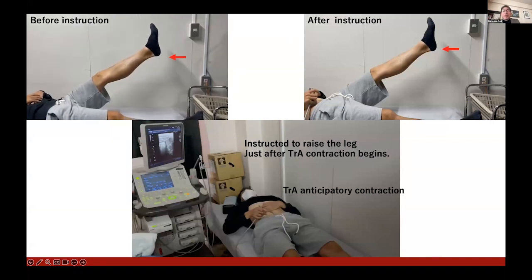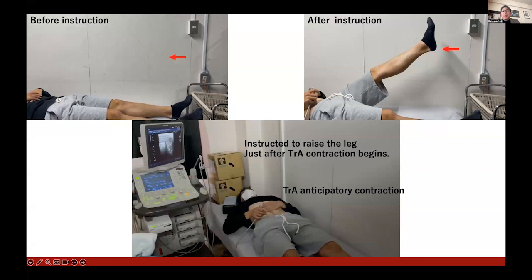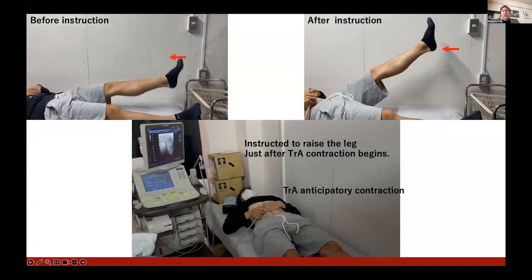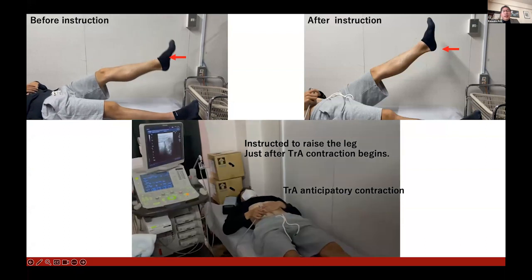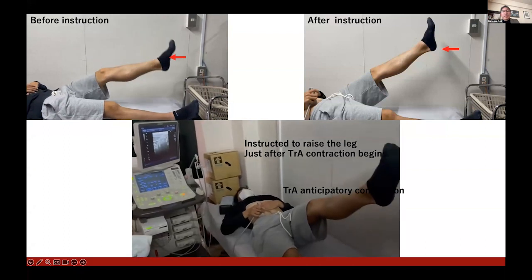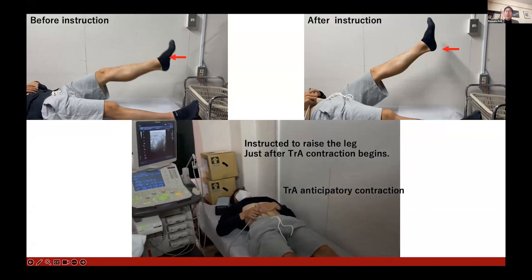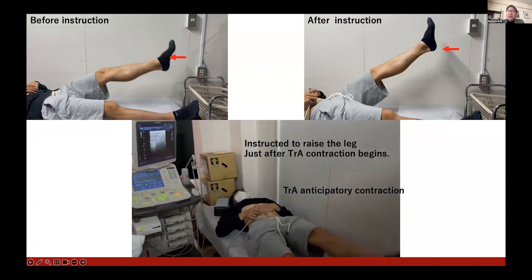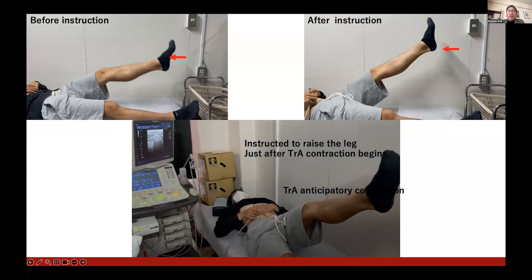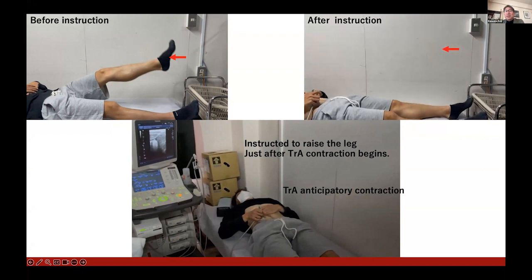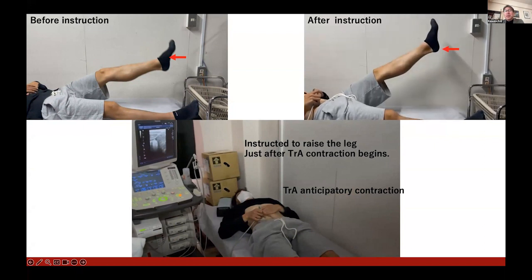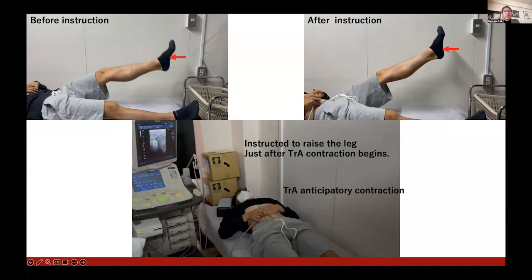As shown in the video, the repositioning test was positive before the intervention, and we instructed him to raise the leg just after TRA contraction begins. And he felt that his leg became lighter. And immediately after the practice, the leg could be raised accurately, as shown in this video.